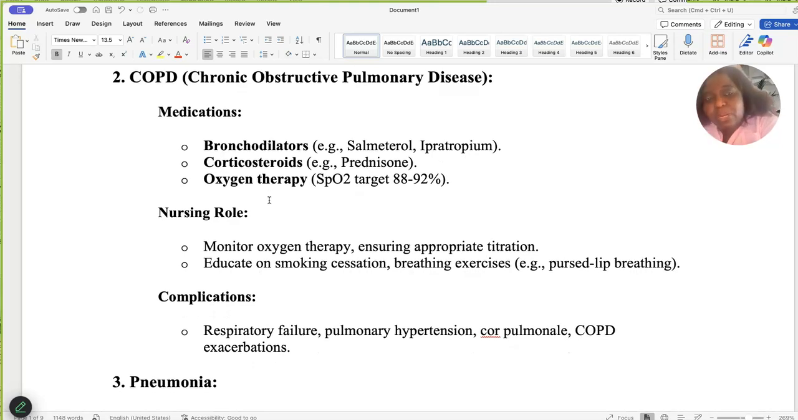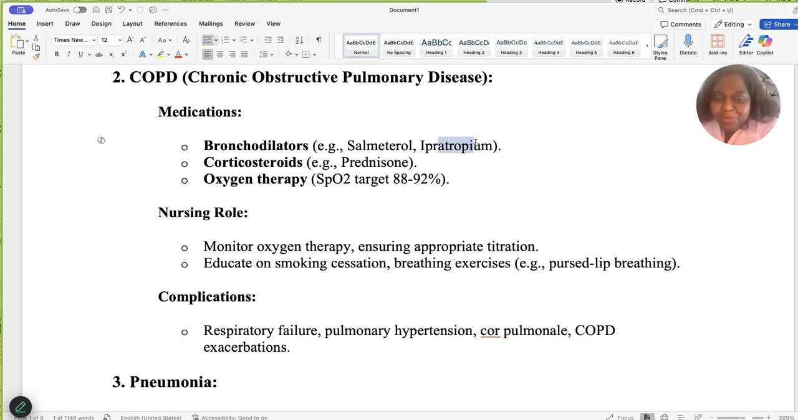The second disorder we're going to talk about is COPD, the chronic obstructive pulmonary disease. What meds do we typically use for COPD? Bronchodilators, corticosteroids, oxygen therapy. Listen, don't forget, bronchodilator is the class. These are the babies underneath the class. These are the drugs underneath the class.